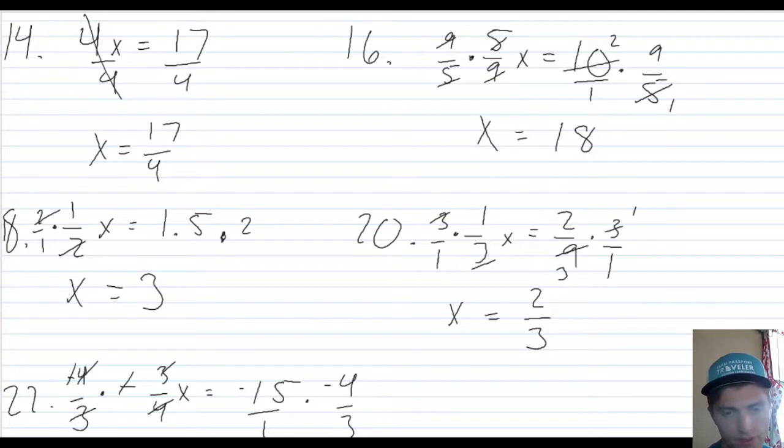3 and 15 both have a 3 in common. 3 goes into 3 once. 3 goes into 15 5 times. And because there are two negatives that make a positive, we can technically cancel those out too, even though they're on the same line. It works. 5 times 4 is 20, and our denominators are both 1, so x equals 20.